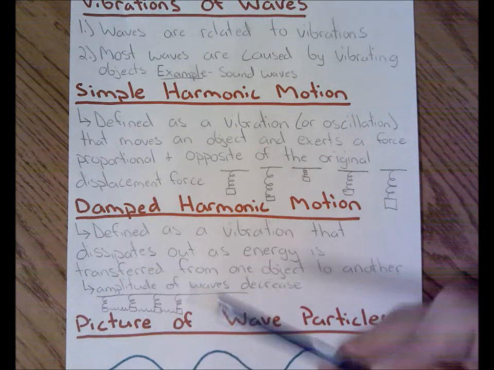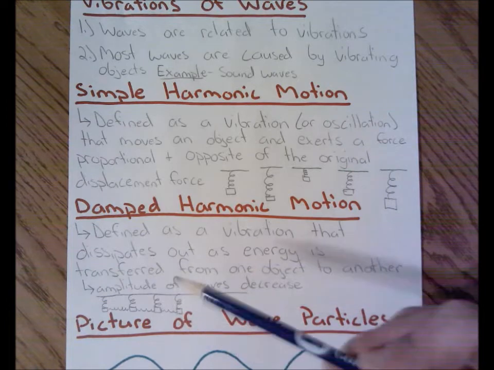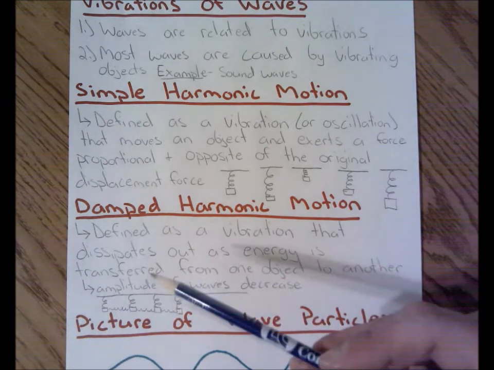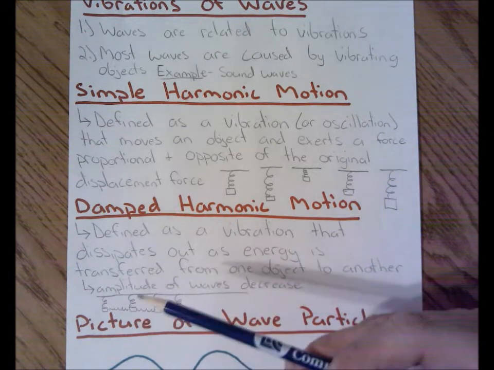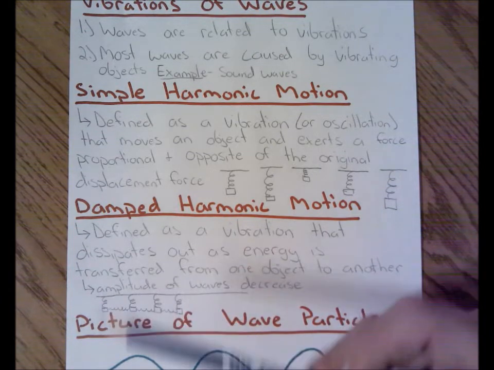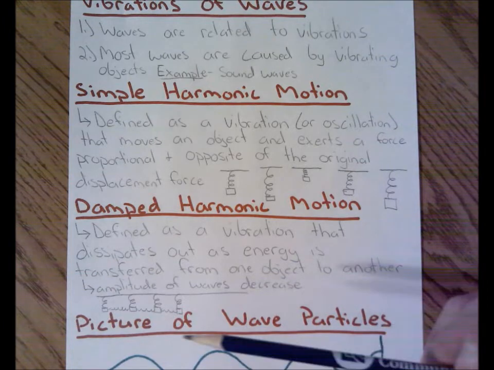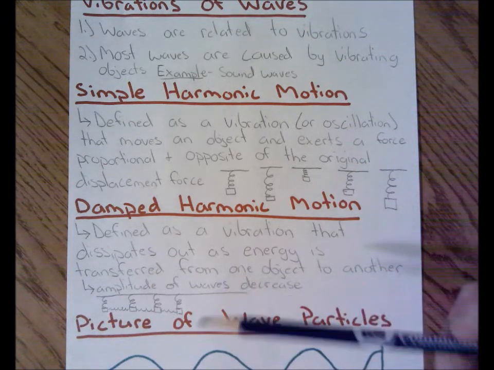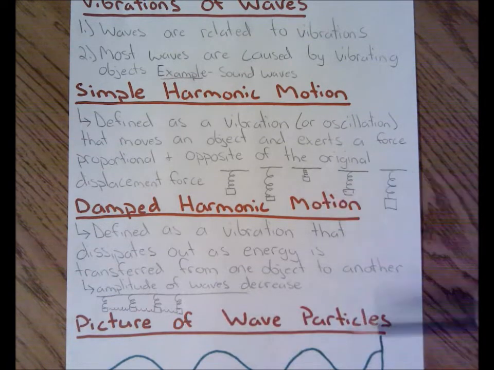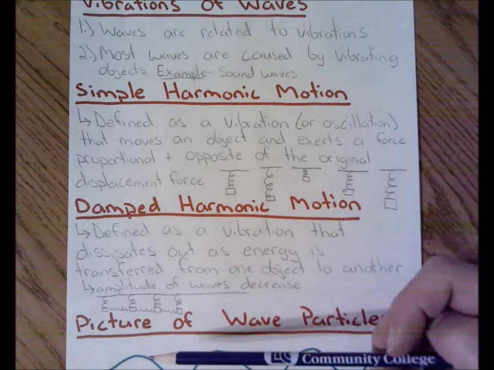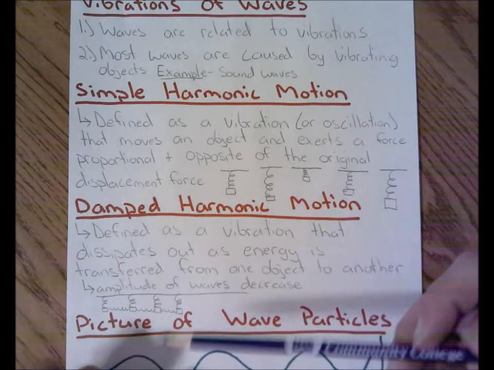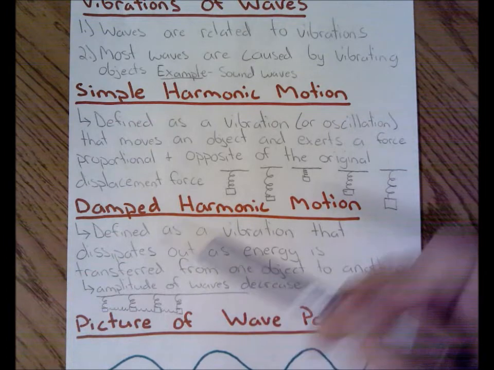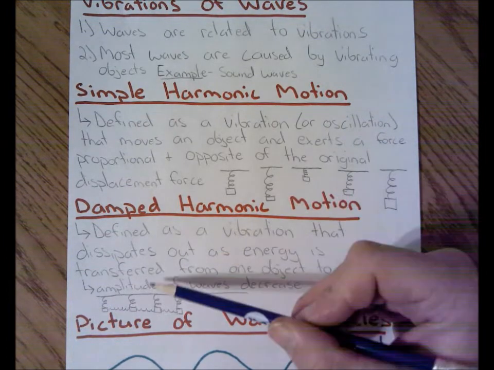Now, as that happens, because my energy is being displaced into 2 different ways, up and down and side to side, that energy won't last as long. You won't get as high of a bounce back in your weights on a spring. So the point of this picture is that the height or the amplitude is decreased. Again, this is a lot better seen in a specific example.